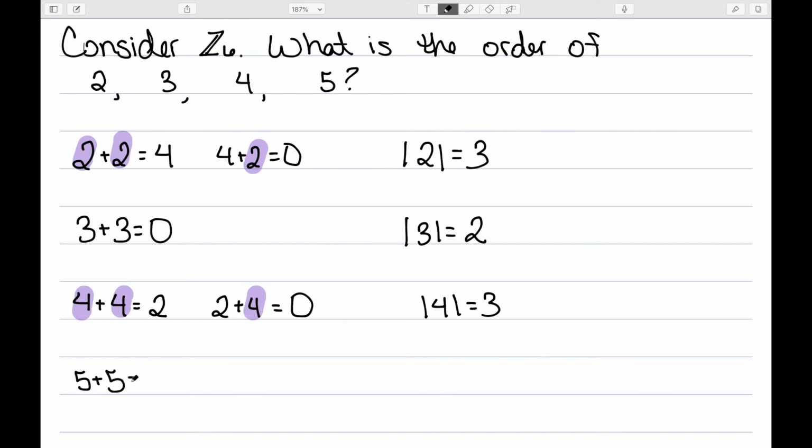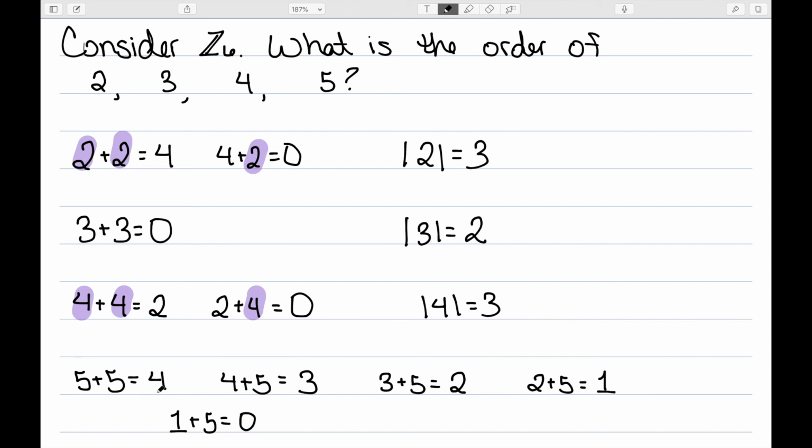For 5, 5 plus 5 is 10, which is equivalent to 4 mod 6. 4 plus 5 is 9, which is equivalent to 3 mod 6. 3 plus 5 is 8, which is equivalent to 2 mod 6. 2 plus 5 is 7, which is equivalent to 1 mod 6. And finally, 1 plus 5 is going to be 0. So this time we had 6 5's. So the order of 5 is 6.